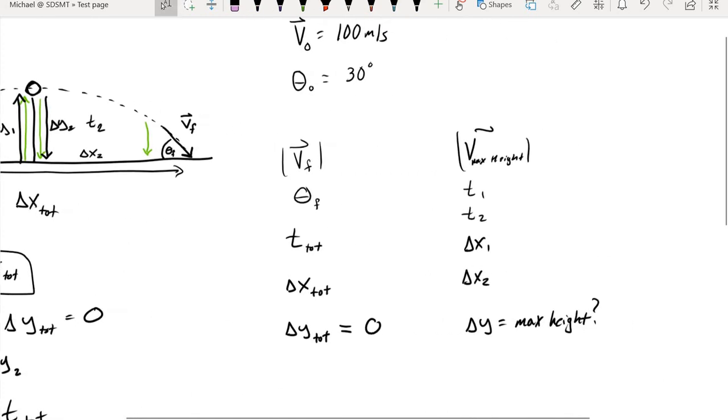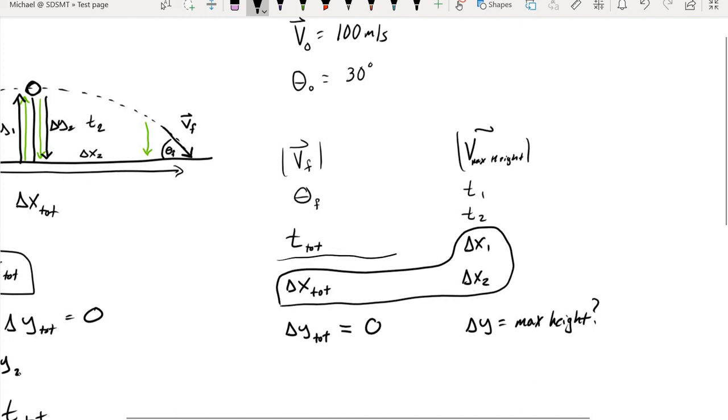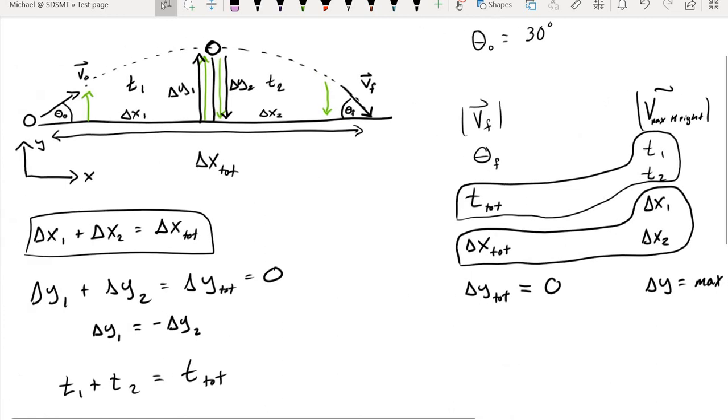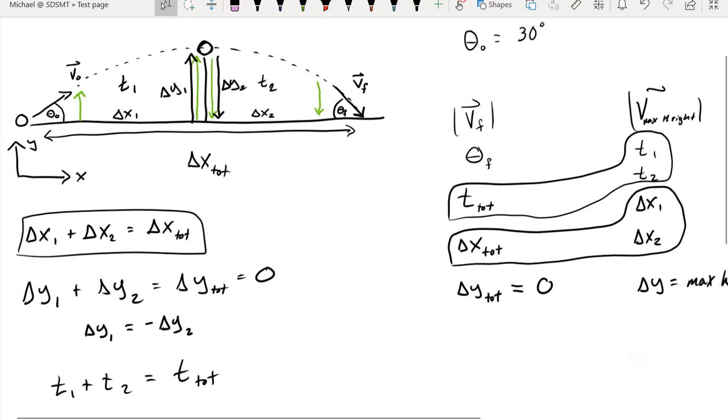So there is a lot of stuff here, granted, but keep in mind that quite a bit of this stuff is interrelated. We have the total displacement in the x direction, which is just a combination of the individual two values. We've got the total time, which will be a combination of the times, and then the maximum height and the total displacement. Those are related by the fact that we know that we're starting and ending at the same vertical height.